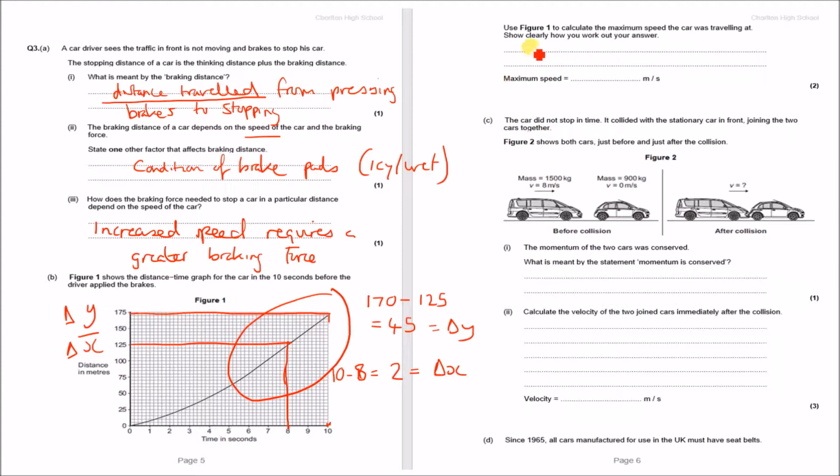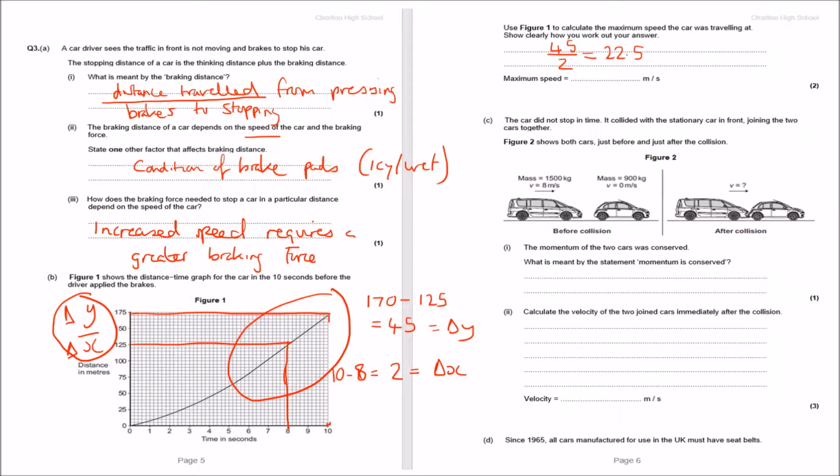Now we know that our change in y is 45, and we're going to divide that by 2, because that is y and that is x, and that will give us 22.5 meters per second. Okay, so that is the maximum speed. That is where this point here is the maximum. So remember, we must do the change in y divided by the change in x.